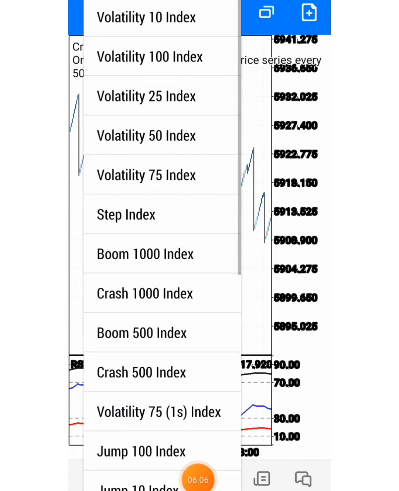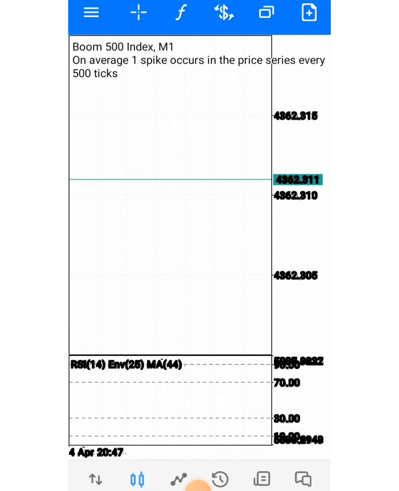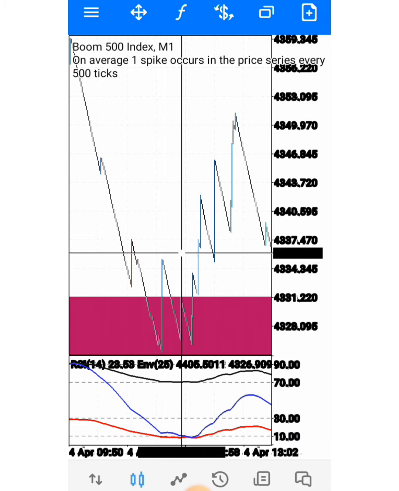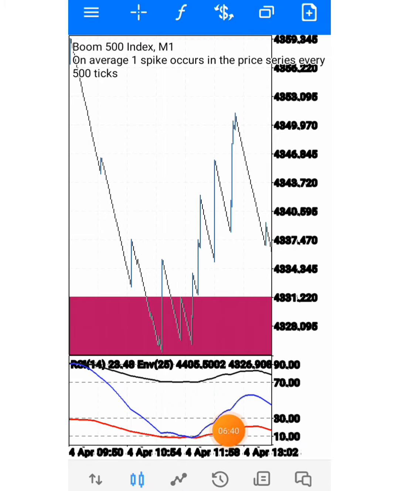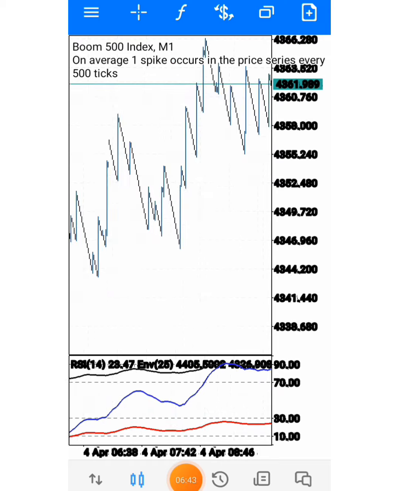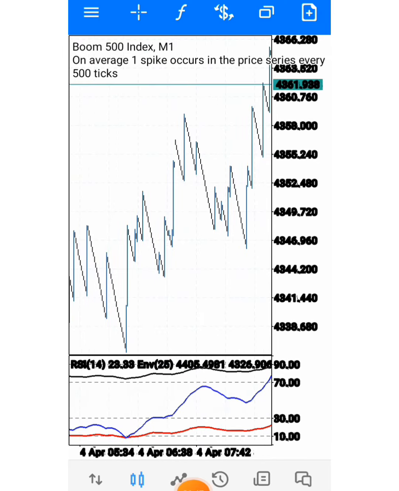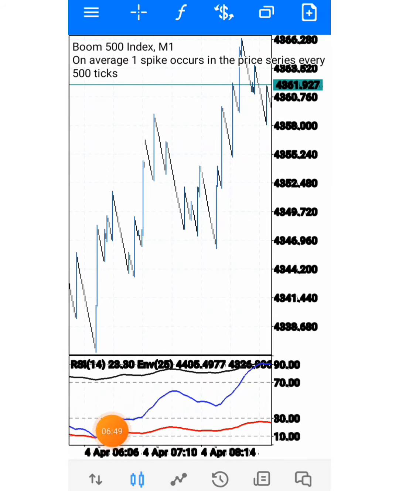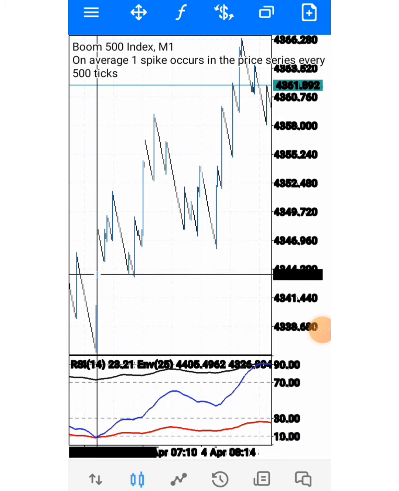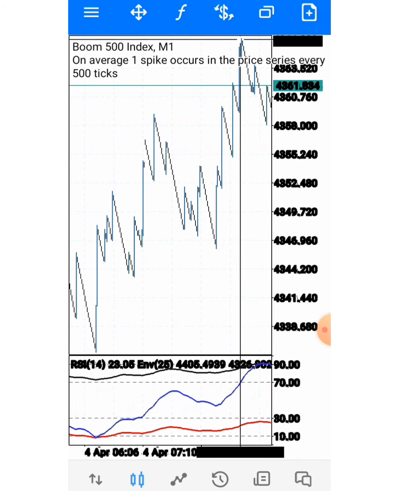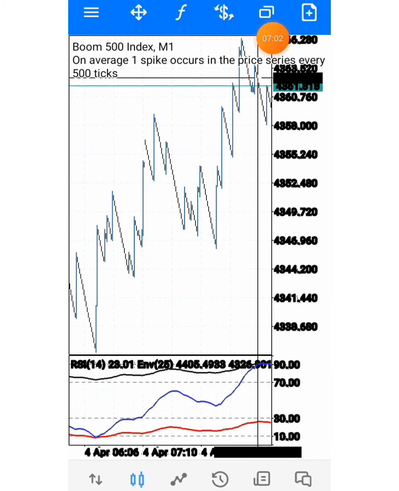So let's check the boom market and know if this works. You can see how this market reacted for catching spikes and also trading the candlestick. See it here, catching spike, trading the candlestick. See how this one moved so massively. Look at this cross, how it moved and reached the top. See it here. So the strategy is awesome.